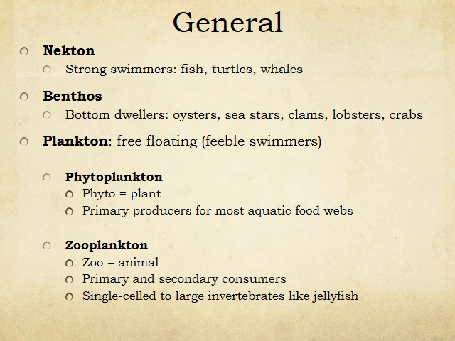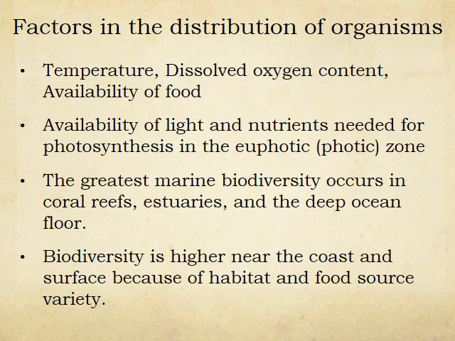Phyto, like your phytoremediation, like your photosynthesis, those are your plant plankton. Most of your plankton are primary producers that start your aquatic food webs. And then you have your zooplankton, your animal plankton. These are single cell organisms to larger invertebrates like jellyfish.